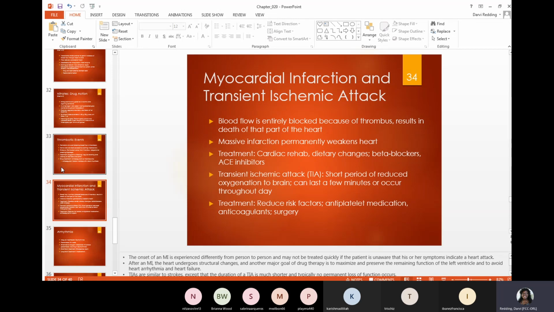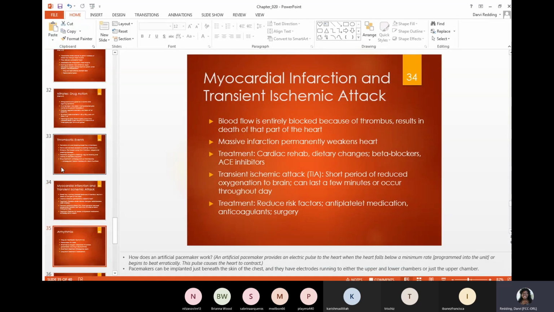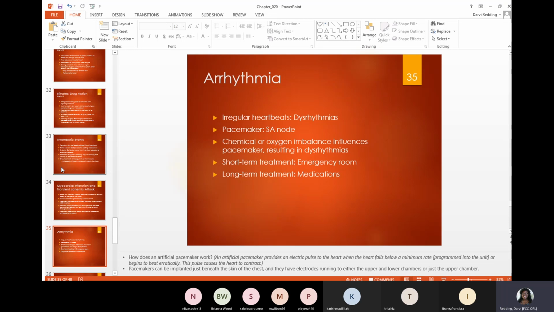And so we learned about a few different heart conditions: hypotension, hypertension, coronary artery disease, hyperlipidemia. We learned about angina. We learned about heart attack and stroke. And next, we're going to learn about arrhythmias. If a person has an arrhythmia and continues having an irregular heartbeat, they might have a pacemaker, which is going to help with the sinoatrial node.